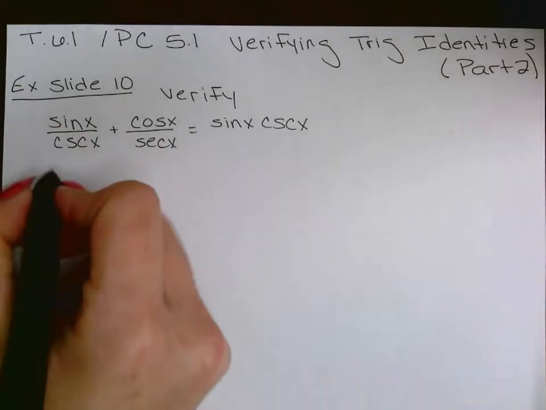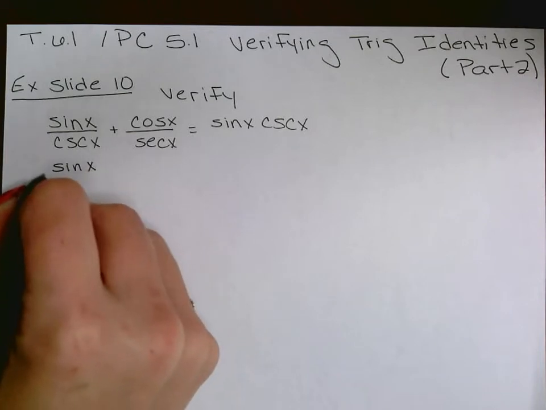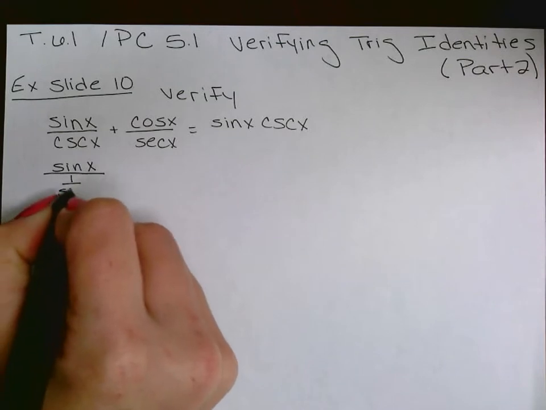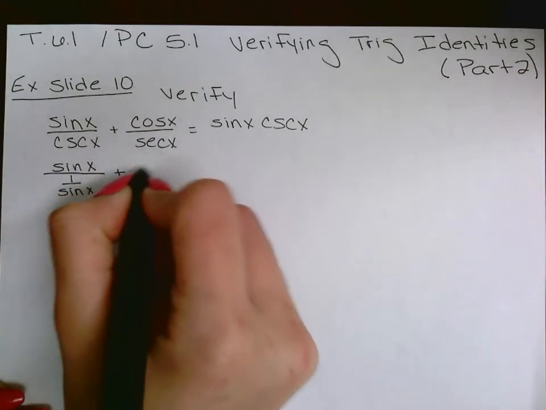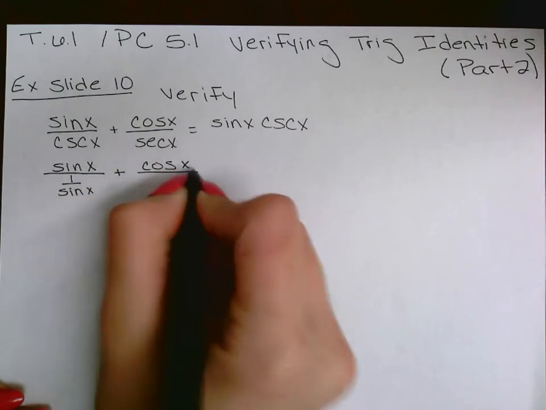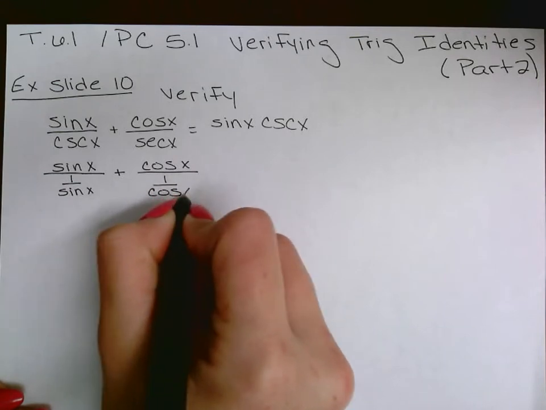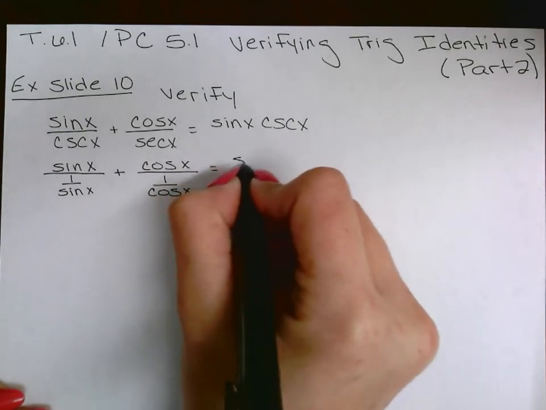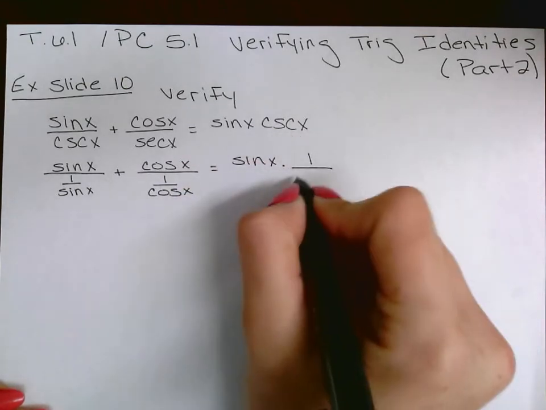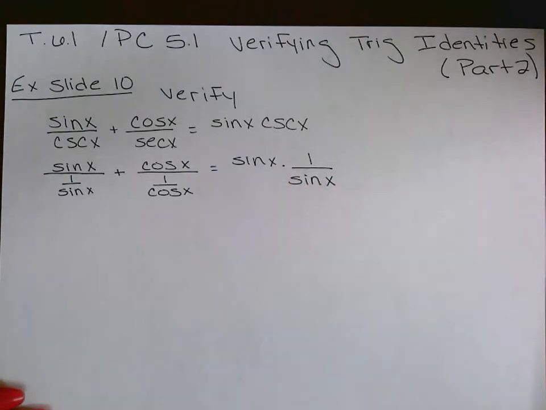Okay? So this first part is going to read sine of x divided by cosecant, which turns into 1 over sine of x, plus cosine of x stays the same, and then secant turns into, nice, 1 over cosine of x. And then I have sine of x times, and cosecant turns into 1 over sine of x. Are we good up to there?